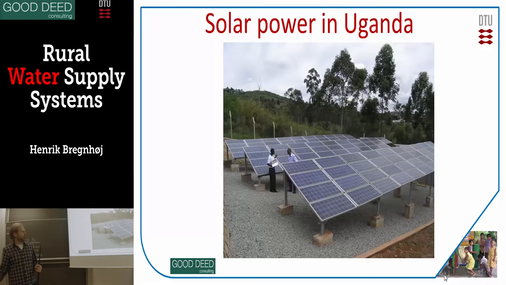The last few ones are a little more sophisticated. These are solar panels. They're producing power, so they can pump water. Maybe you could tell me what is the advantage of a solar pump and pumping system here? The sun is always there. The sun is always there, yeah. Is it? It's quite expensive.